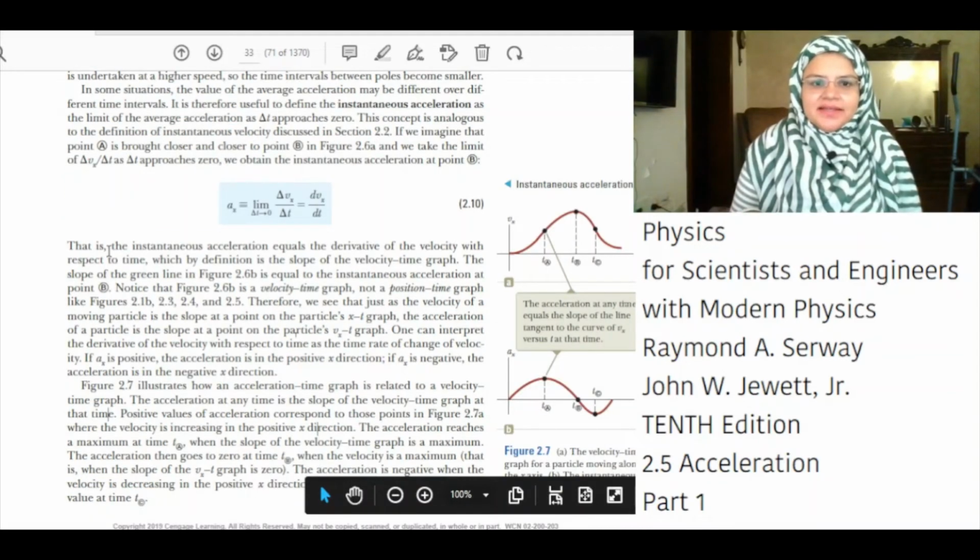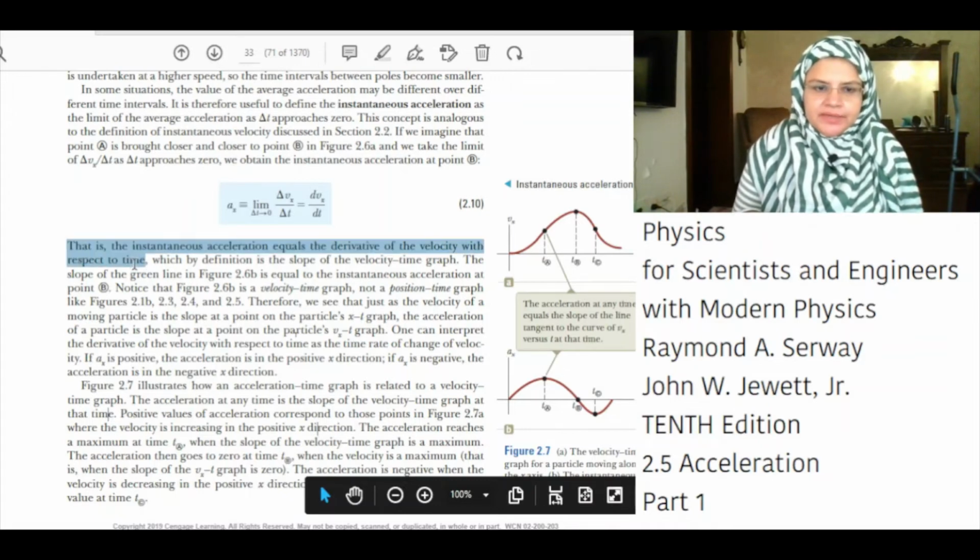That is, the instantaneous acceleration equals the derivative of velocity with respect to time, which by definition is the slope of the velocity-time graph. The slope of the green line in figure 2.6b equals the instantaneous acceleration at point B. Notice that figure 2.6b is a velocity-time graph, not a position-time graph like figures 2.1b, 2.3, 2.4 and 2.5.